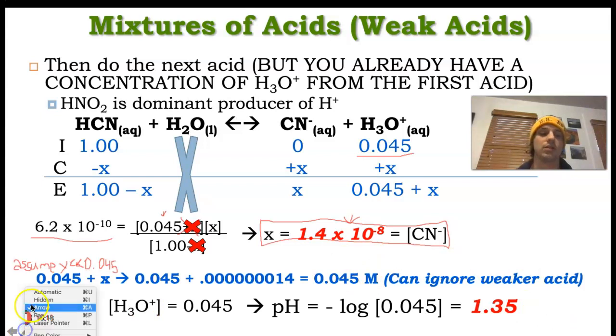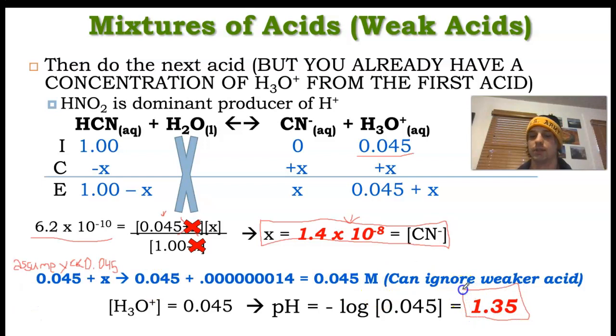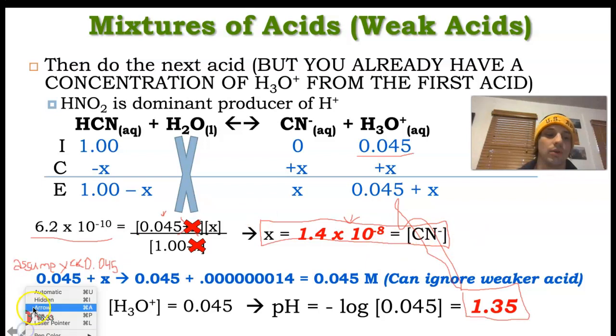So these are my two answers right here. This is the pH, and this is the cyanide concentration. Hopefully that makes sense. All right, so that's a mixture of a strong and a strong and a weak and a weak. Why don't we look at our homework next?